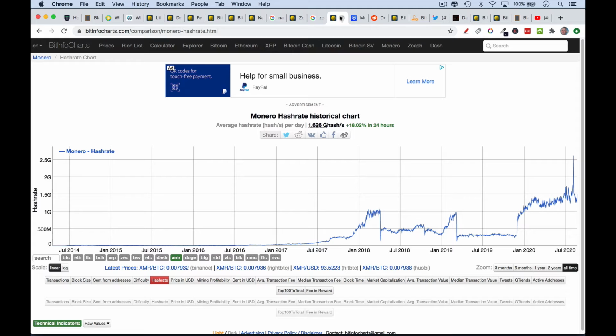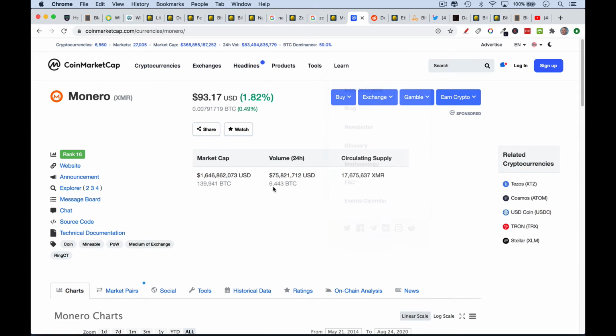Here's Monero, well known as the privacy coin. 1.6 gigahashes. Again, not the most secure network. It looks like we've had a big spike in the last 24 hours, up 18%, but it's also not the greatest chart. It seems that the hash rate has been sort of dead in the water since the beginning of 2020. Monero market cap is 1.6 billion, so it does qualify on that basis. Not too bad. At 1.6 billion, you can get bigger investors beginning to be involved.